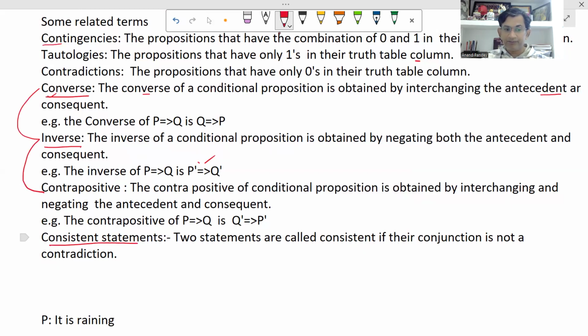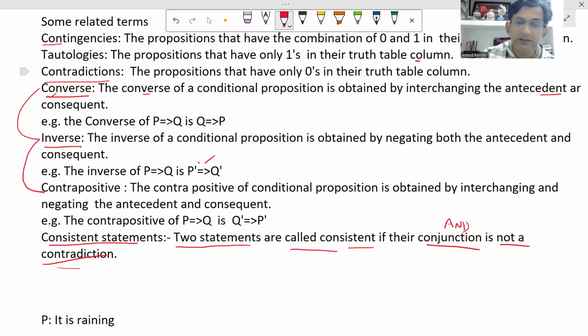Now coming to the last term, consistent statements. Two propositions are called consistent if their conjunction, meaning AND, is not a contradiction. Consider two propositions and you are finding their conjunction. If their conjunction is a contingency, or if their conjunction is a tautology, then they will be called consistent statements. If their conjunction is a contradiction, meaning you are getting only zeros, then they will not be called consistent.